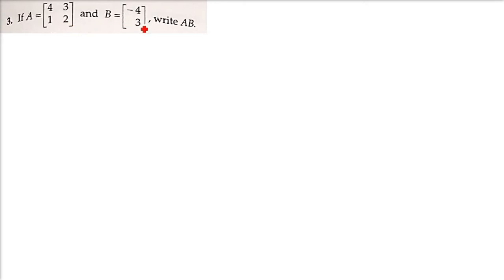A is this, B is this, write AB. So we just have to multiply. Just check the rows and columns. This is 2 cross 2, and this is 2 cross 1, sorry, and so the multiplication is possible.